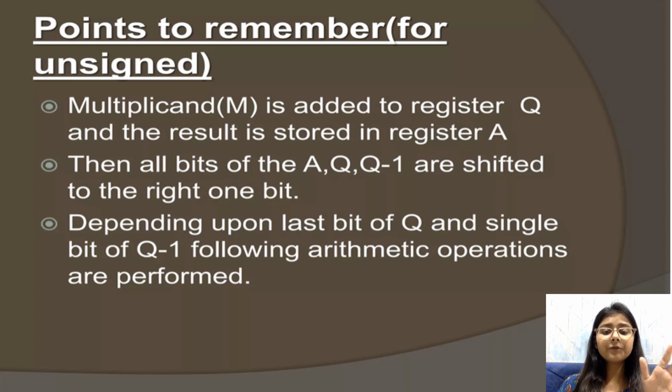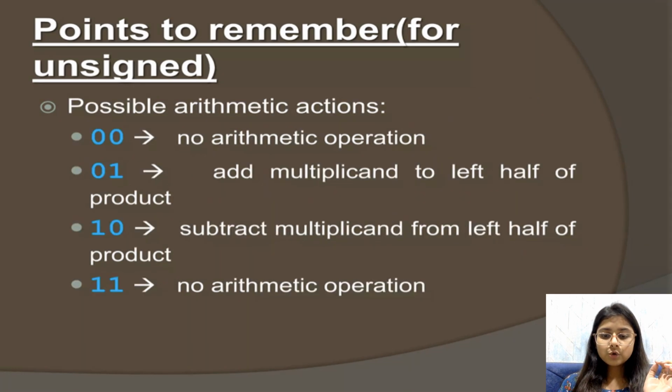So basically what we need to do is look at the last bit of Q and the value of the Q minus 1 bit. Okay, so if the last bit of Q is 0 and the Q minus 1 bit is 0, so we have the value 0 0, there won't be any arithmetic operation. You just need to shift right by one digit.